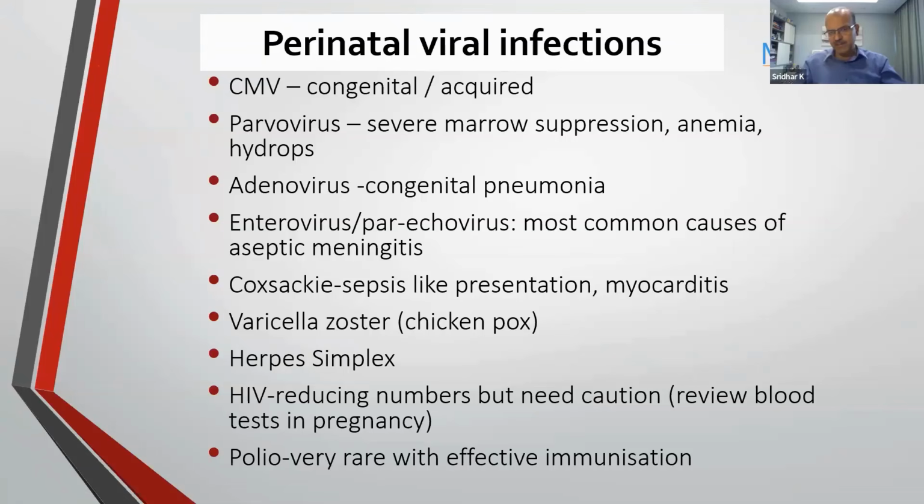HIV, we have reducing numbers, and we need caution. It's very important that the antenatal booking bloods are always reviewed. And of course, if the mother has a procedure, they would be doing it again. But from our side, we need to be cautious because there are prevention methods now, and we can use prophylactic medicines to reduce the risk, and also cesarean section where it's possible. Polio, of course, is not a perinatal infection anymore, and it's almost vanishing. India has eradicated polio, but it's still there in Pakistan and other places in South Asia, so we have to be careful.